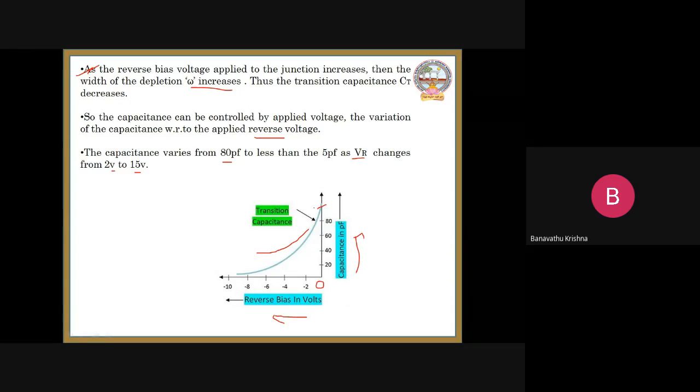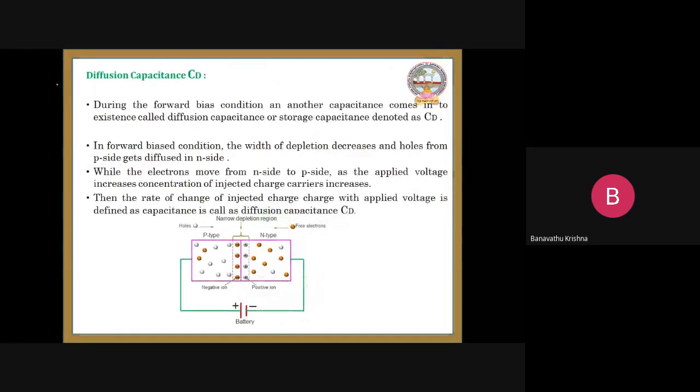So all of these things you have to observe here. At 0 volts initially, there is maximum capacitance. By increasing this voltage, the capacitance will decrease. This is nothing but the transition capacitance of the particular PN junction diode. Next, let us go to the diffusion capacitance. During the forward bias condition, another capacitance comes into existence called diffusion capacitance or storage capacitance, denoted as CD. So in the forward bias condition, let us see here.